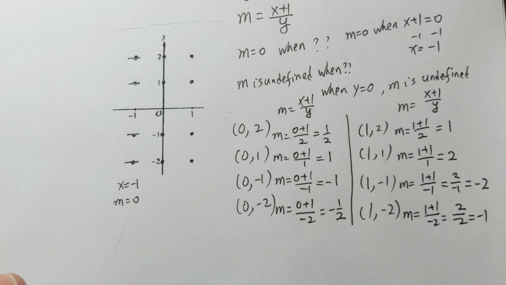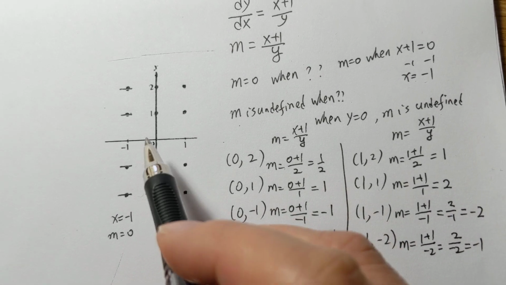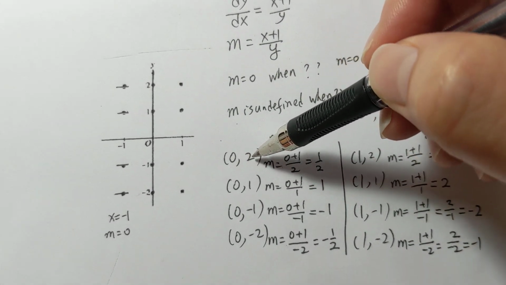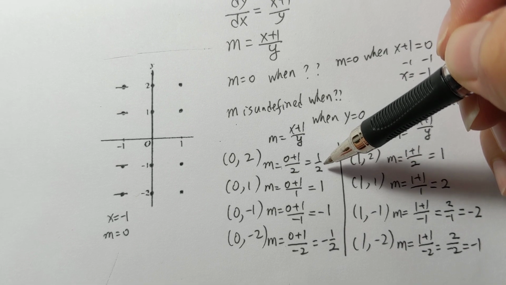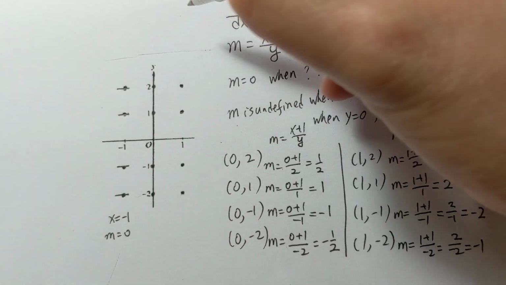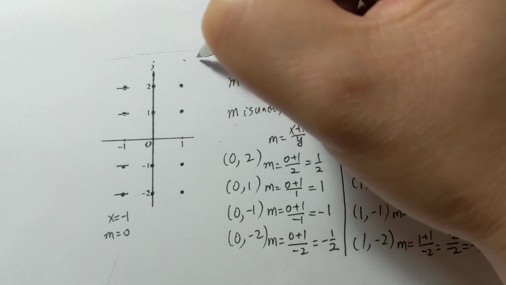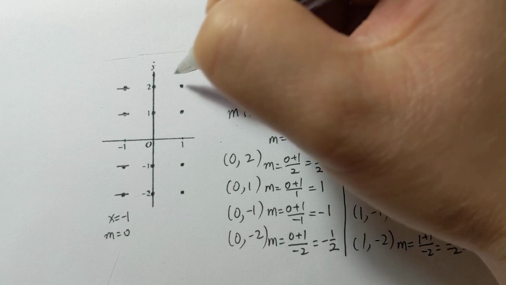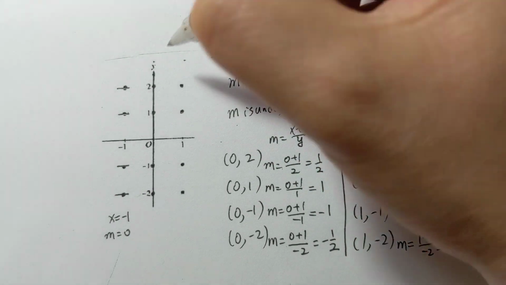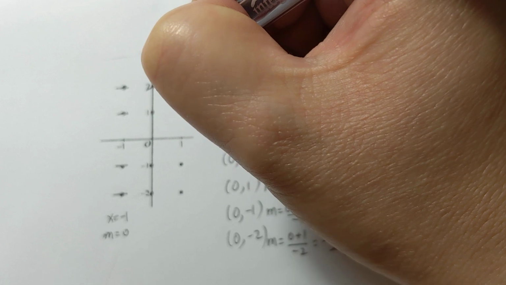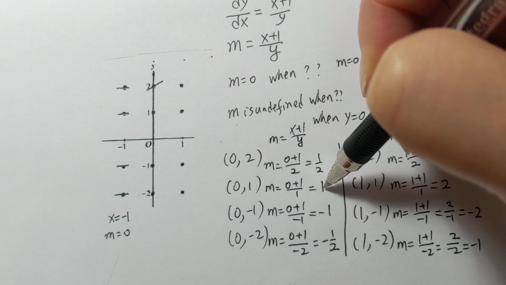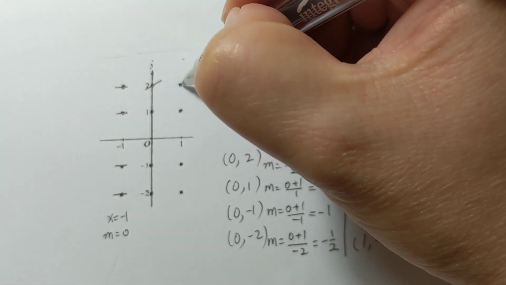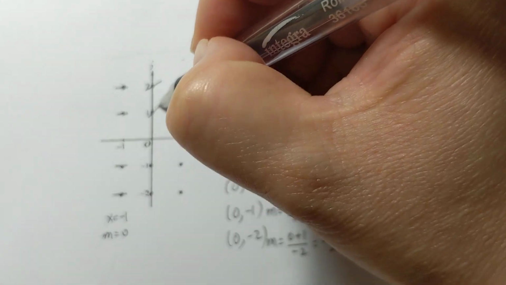After that, we go back over here to draw the line segment on each. For the point (0, 2), we get the slope which is half. So you count 1 up and 2 to the right, and we imagine that we are connecting these 2 points. The next one is (0, 1). The slope is 1, so you go 1 up, 1 to the right. Imagine you are connecting them.